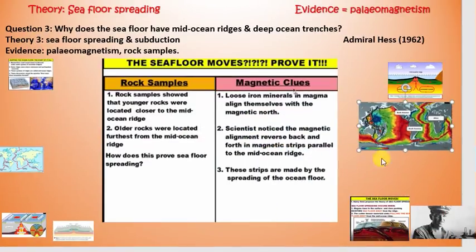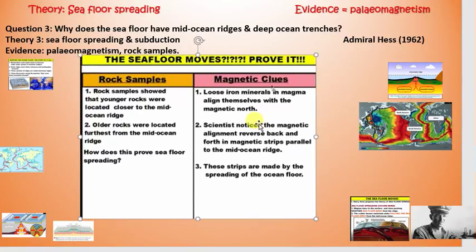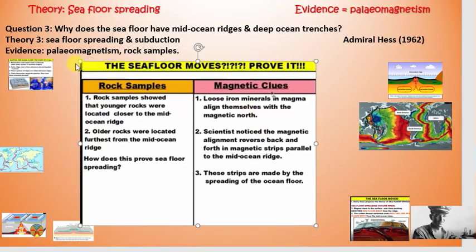The other bit of evidence that we can refer to is something called palaeomagnetism. All right, and palaeomagnetism is quite difficult to explain actually. The definition of it is the study of past changes in the Earth's magnetic field, and the clues that we get to prove that the Earth's magnetic field switches every 400,000 years or so is in rocks, if you like, rock samples.